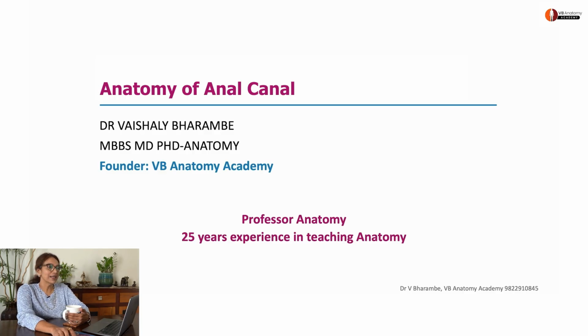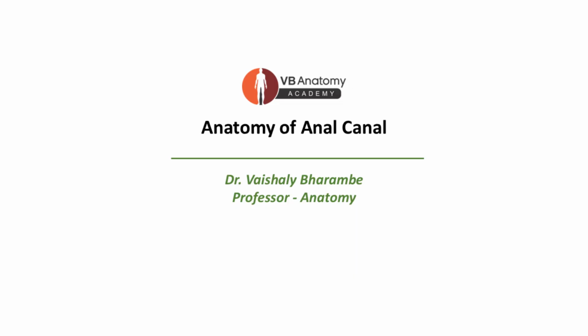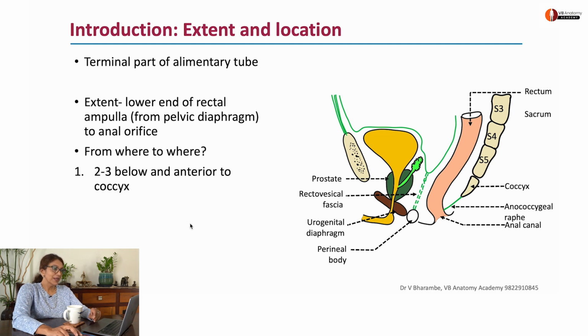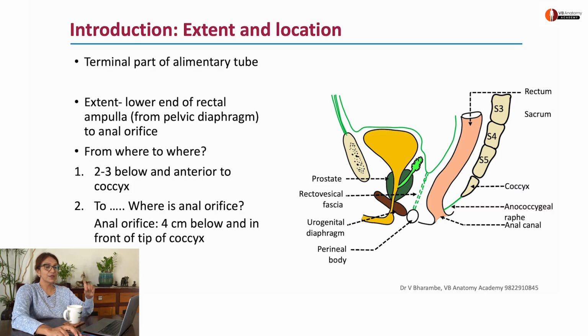Today, we are going to be discussing the gross anatomy of the anal canal. The anal canal is the lowermost part of the alimentary tube, extending from the lower end of the rectum to the anal orifice. It extends from 2 to 3 centimeters below the tip of the coccyx to the anal orifice, which is 4 centimeters below and in front of the coccyx.